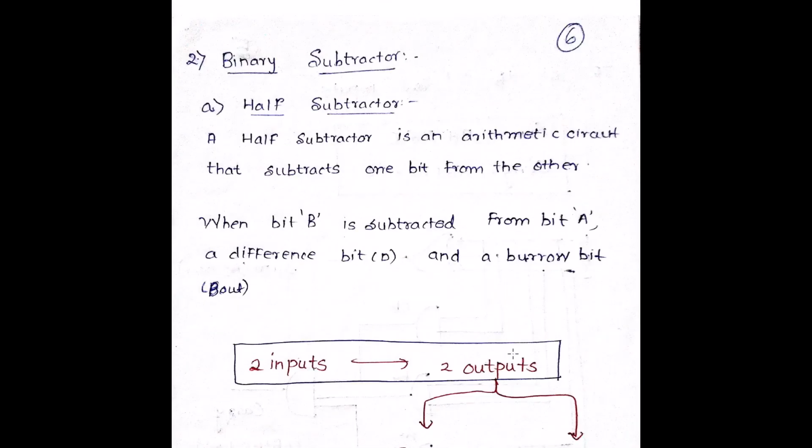Now, next point is about a binary subtractor. Again, we have two kinds of binary subtractor: the half subtractor and the full subtractor. In terms of your half subtractor, you will have 2 inputs. In terms of full subtractor, you will have 3 inputs. So let us read. A half subtractor is an arithmetic circuit that subtracts one bit from the other. So when bit B is subtracted from bit A, difference and borrow is obtained.